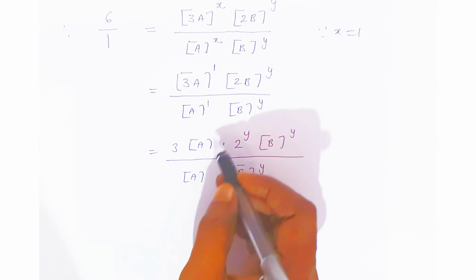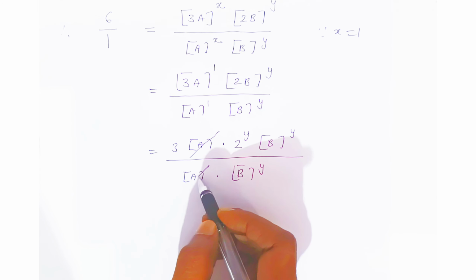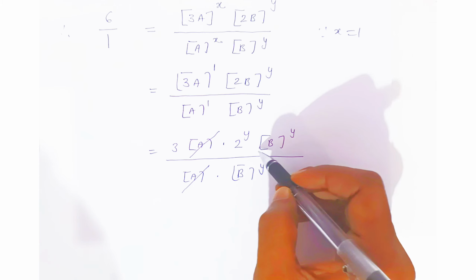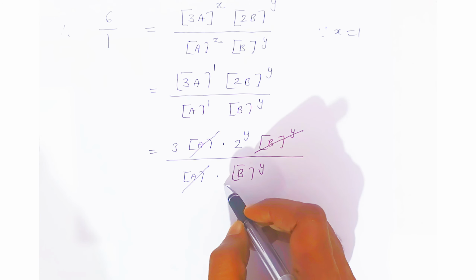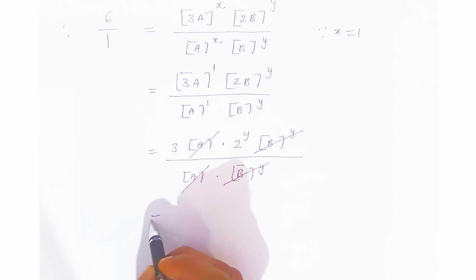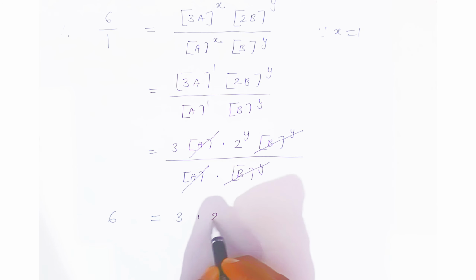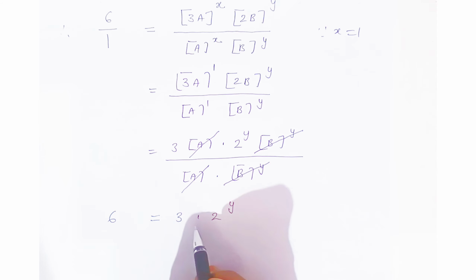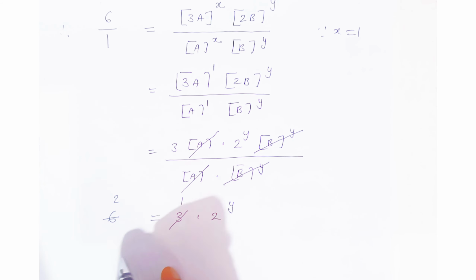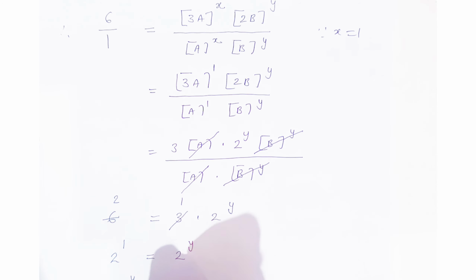Now you can cancel similar terms. Concentration of A will cancel with concentration of A, concentration of B raised to y will cancel with concentration of B raised to y. Now what is remaining, students? You are getting 6 equals 3 into 2 raised to y. When 3 is multiplied and comes to this side, you can cancel: 3 ones are 3, 3 twos are 6. Now again you are getting 2 raised to 2 equals 2 raised to y. Now it is nothing but y equals 1. This way you have got the value of y.